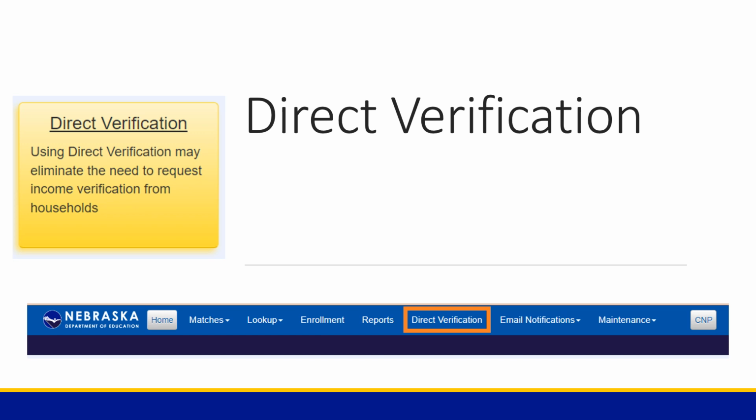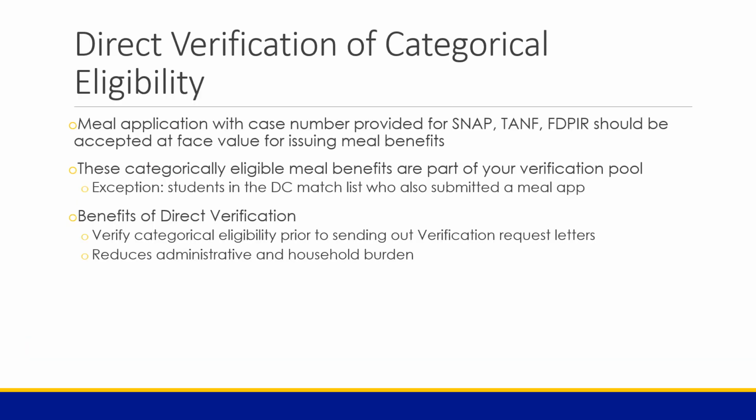Another feature available to help with the administration components of the meals program is direct verification. The following slides will cover the ins and outs of direct verification and explain to you how and when to use this feature. There might be times when you need to directly verify a student's eligibility of categorical benefits for the meals program. For example, a meal application with a case number provided for SNAP, TANF, or FDPIR should be accepted at face value for the purpose of issuing meal benefits.